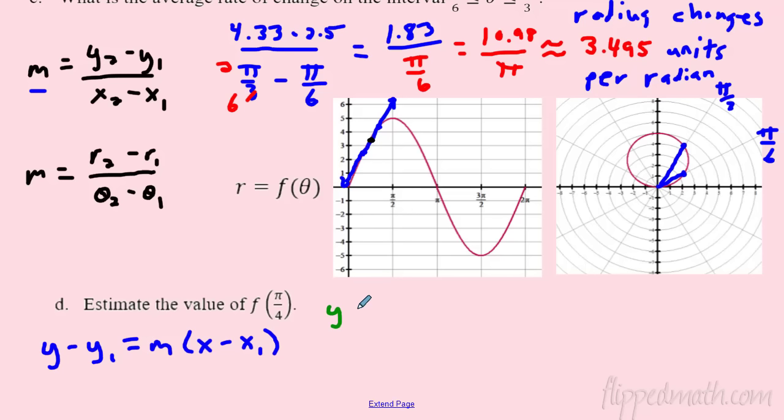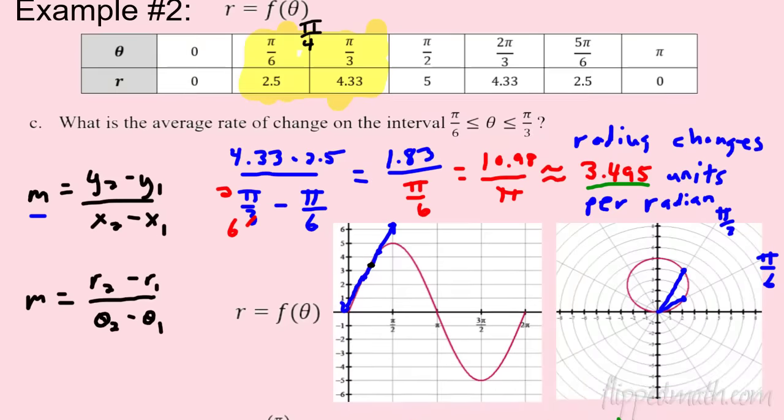So let's plug it in. We're going to say y minus the y value, which was what? 2.5, equals the slope, which we got up here, 3.495. So that's the slope of the line. And then we're going to go ahead and subtract x minus, what was our point for x? We said pi over 6. So we are using the point from the table. I wish that all fit on one screen here. I just want to make sure we're cool.